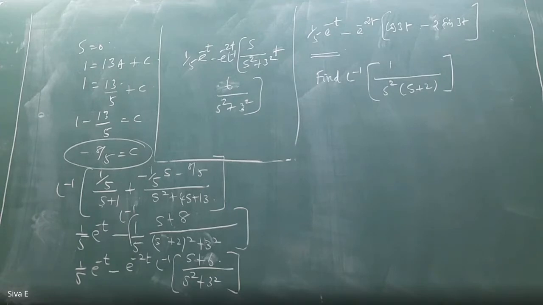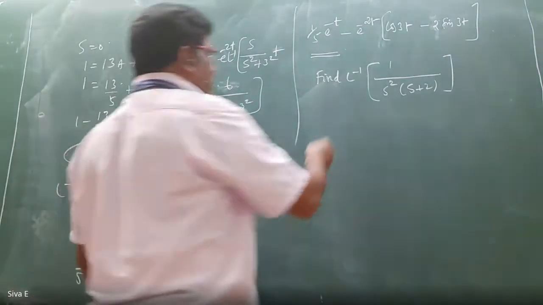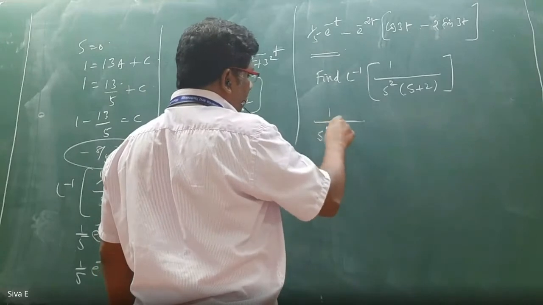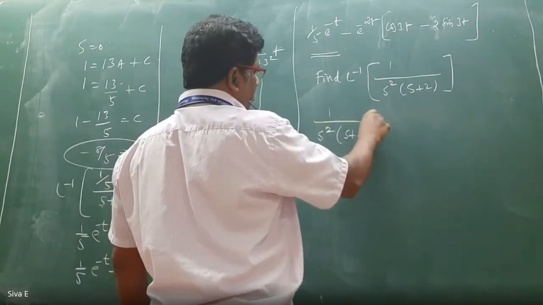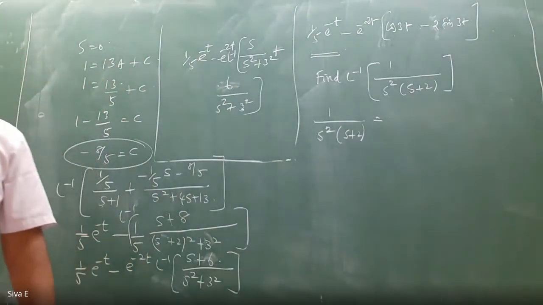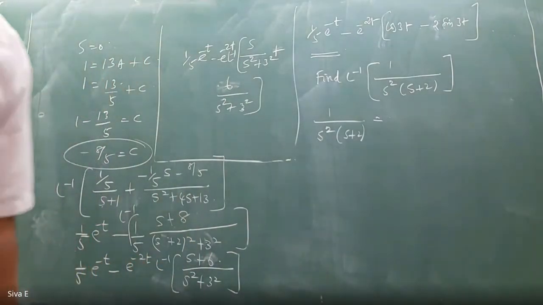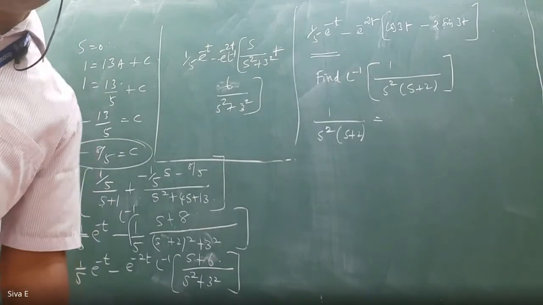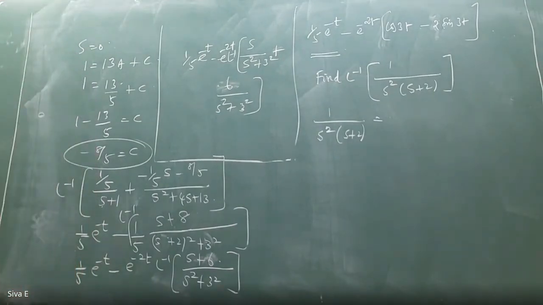So for this type of problem, how can you do? What is the partial fraction here? How can we write the partial fraction? 1 by s square into s plus 2 equal to... anybody? Can you tell me the answer for this?